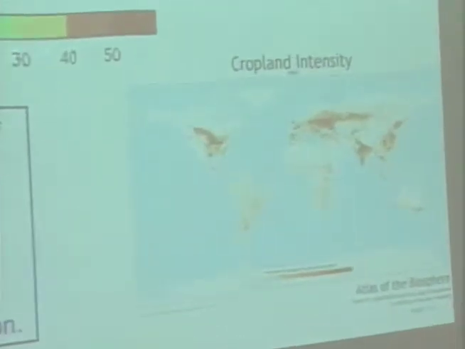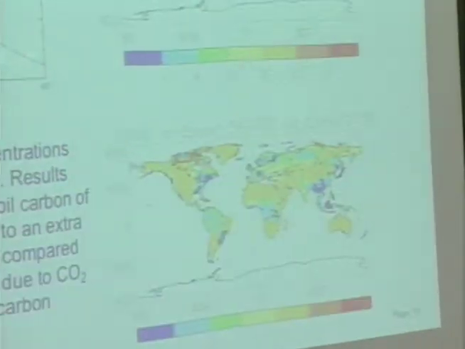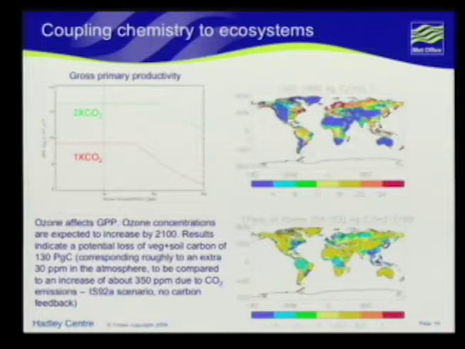And what he's done is he's worked a parameterization of that ozone effect on plants, which looks something like that, and is, well, calibrated against observation, but it's based on the ozone concentration. And what he gets is a significant reduction in the carbon which is stored in vegetation and soil.